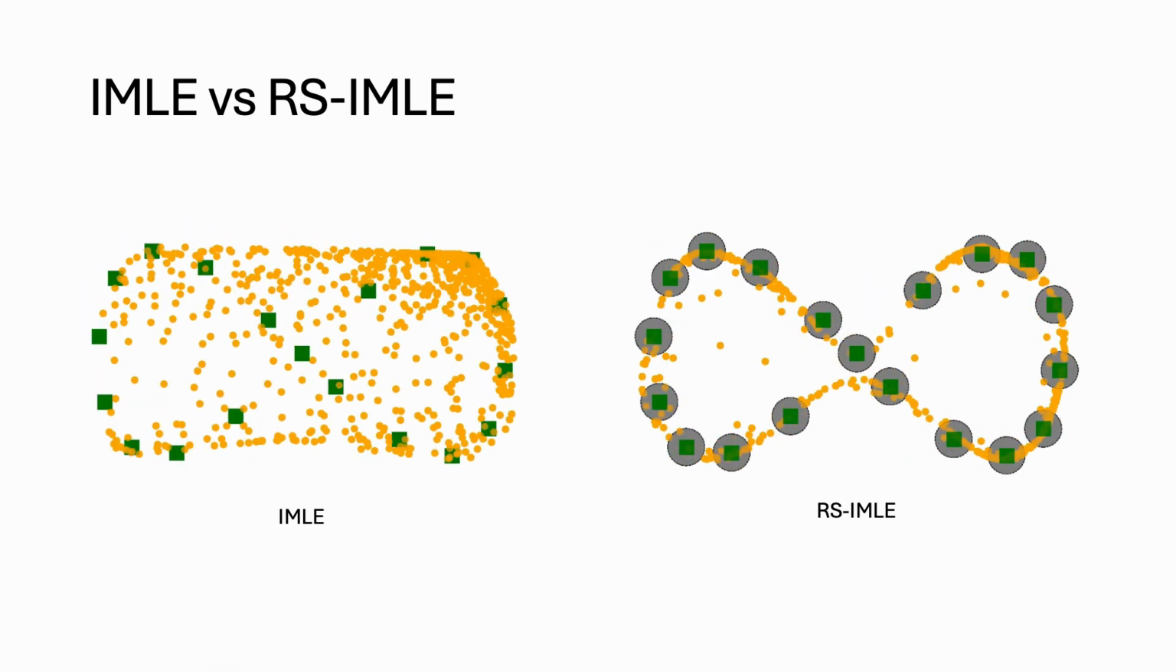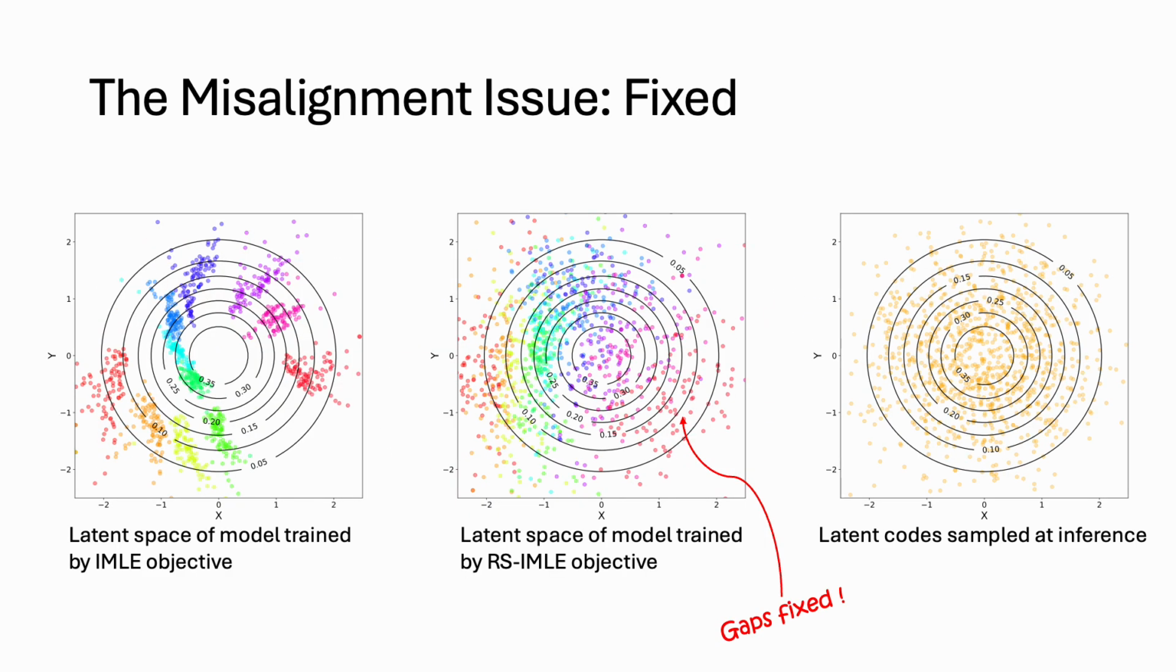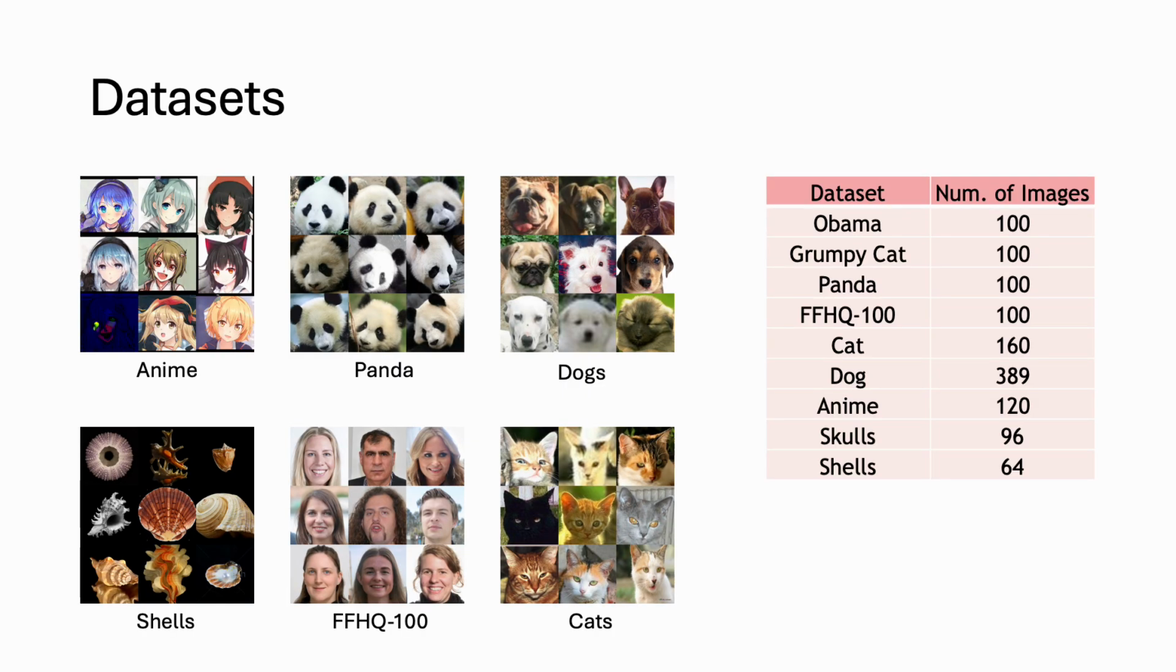And here is a video that shows the training progress of the two models. We can see this in latent space. The latent codes used by rejection sampling IMLE are more faithful, or more aligned, to the latent codes sampled at inference. We demonstrate the effectiveness of our approach using 9 few-shot image synthesis datasets.